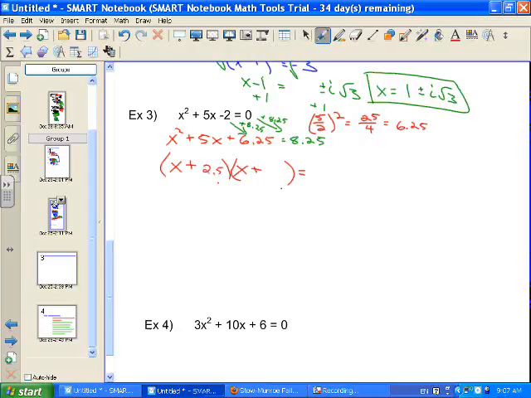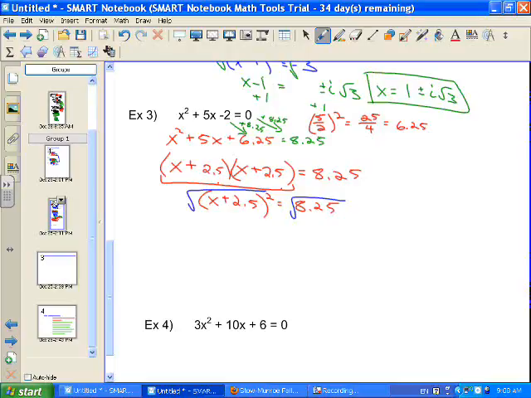2.5. It's half of the b, right? You with me? Okay. And then I still have this 8.25 on here. So how do I rewrite this? x squared plus 5 squared. Square root both sides.